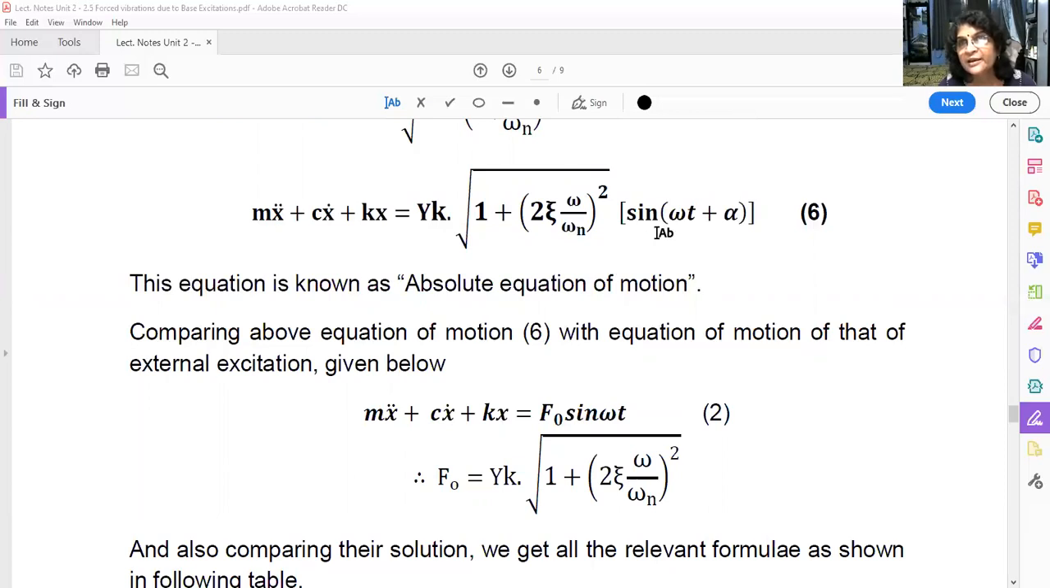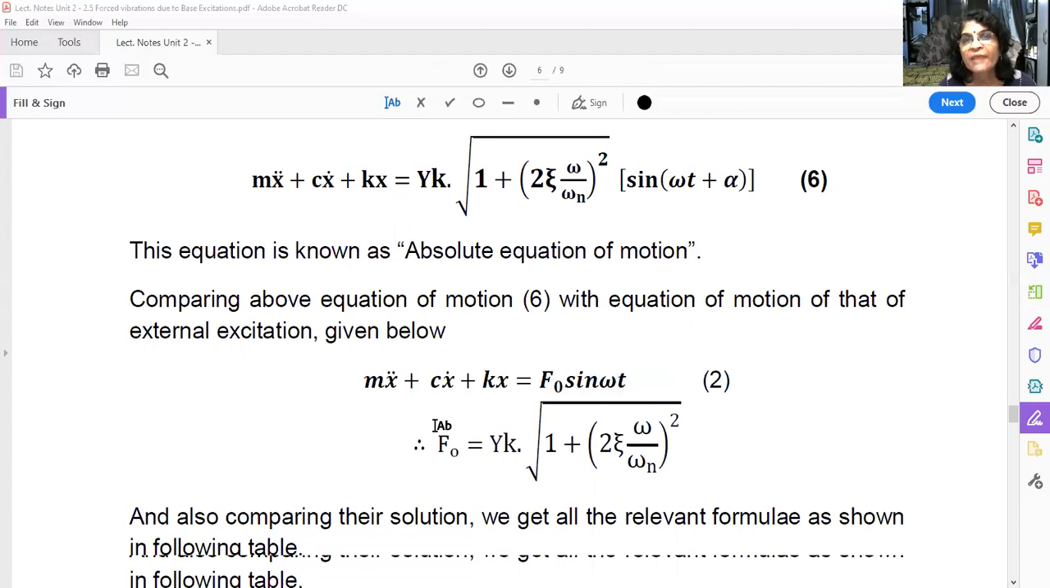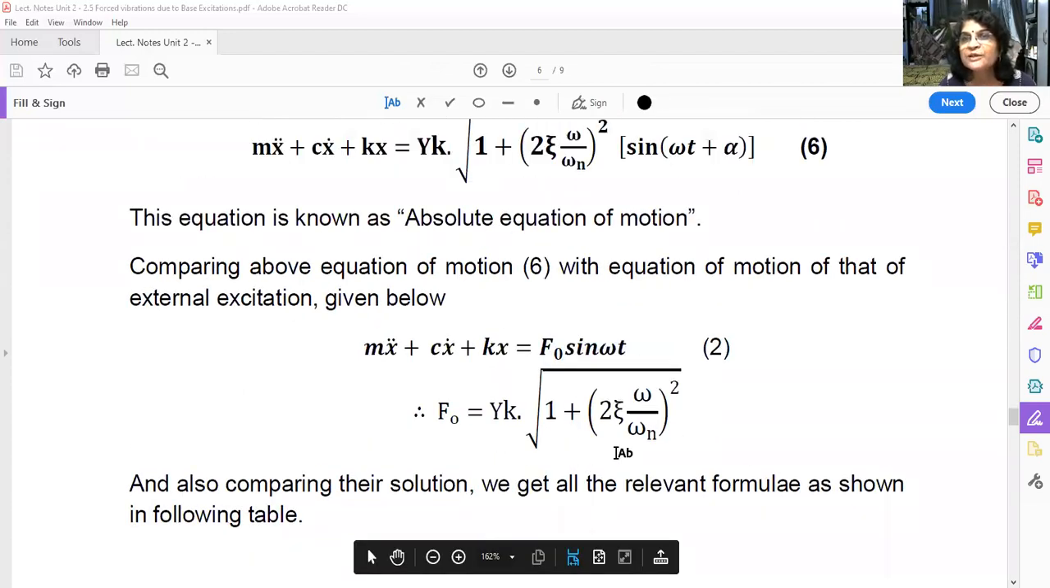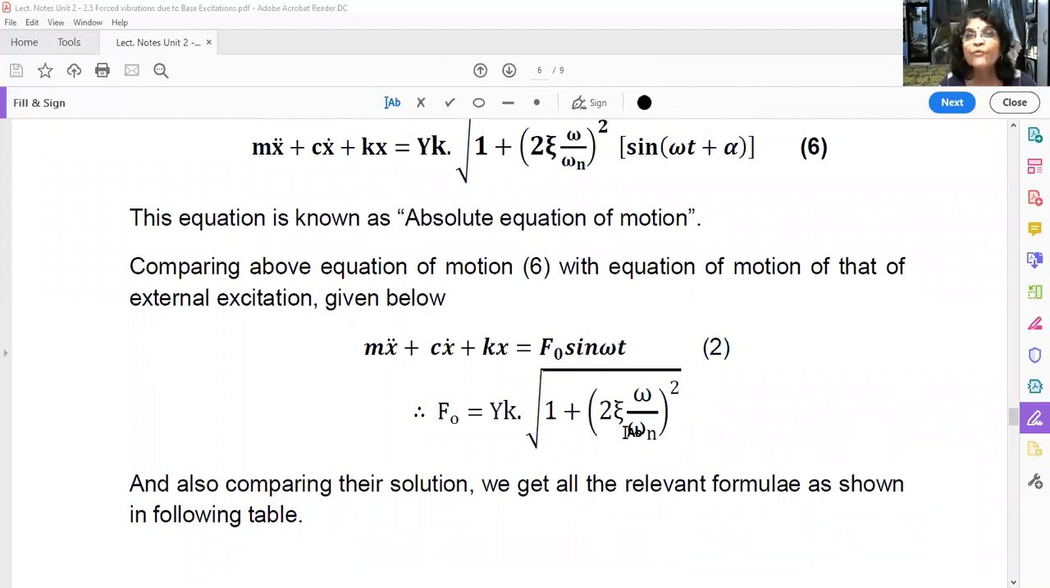Here the term is sin(ωt + α), and here the term is F₀ sin ωt. Therefore F₀ is equal to what? This complete term. Therefore F₀ is equal to Yk √(1 + (2ζω/ωn)²). Now we have to compare these two cases.